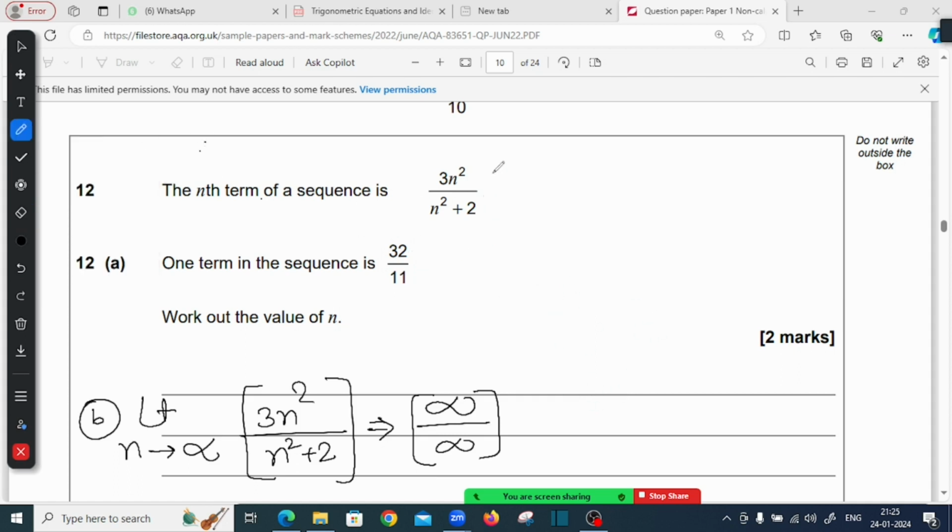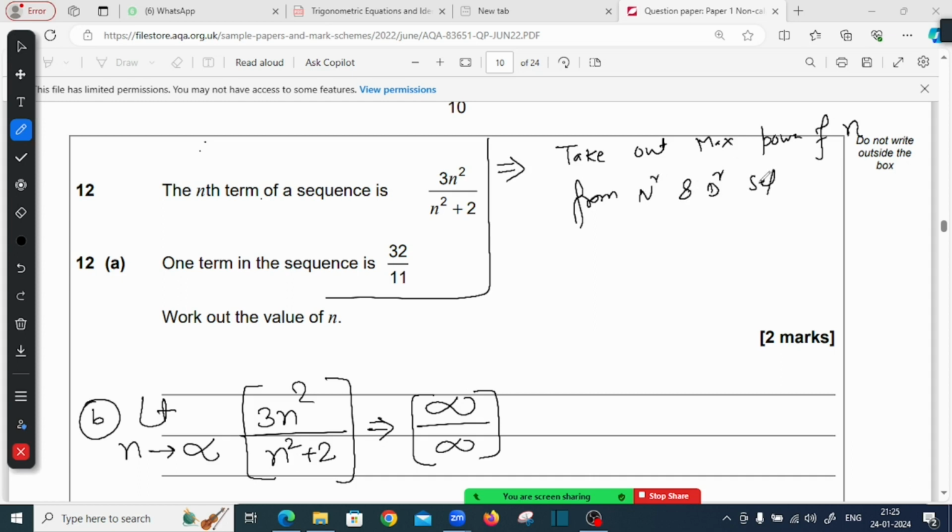The first method is, whenever you encounter such a situation, take out the maximum power of n from numerator and denominator separately. Why is it so? What is the purpose of doing this? These will all be discussed in your higher grades just after this. So just see right now.